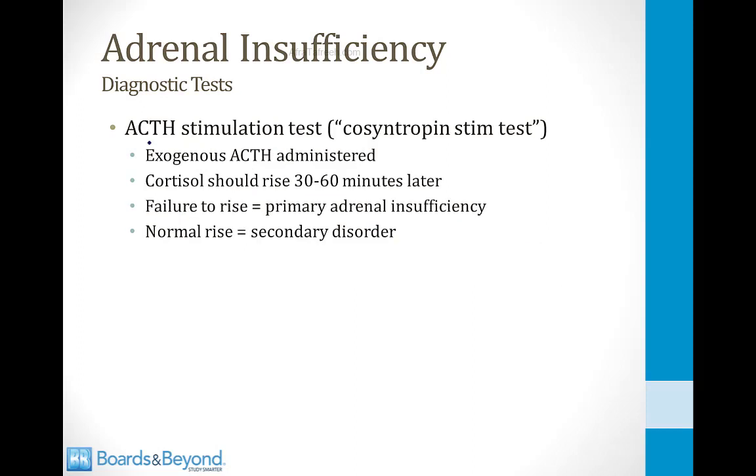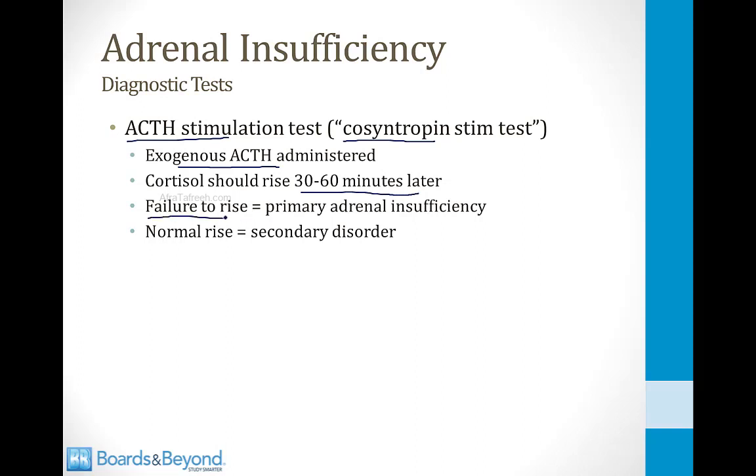Another diagnostic test that's commonly used is to stimulate the adrenal gland with ACTH. There is a synthetic version of ACTH called cosyntropin, and in the cosyntropin stim test, you administer this exogenous ACTH and you measure the cortisol level 30 to 60 minutes later. It should rise.